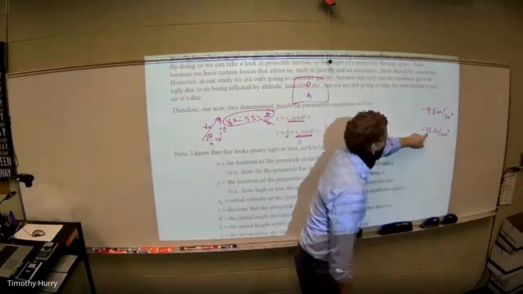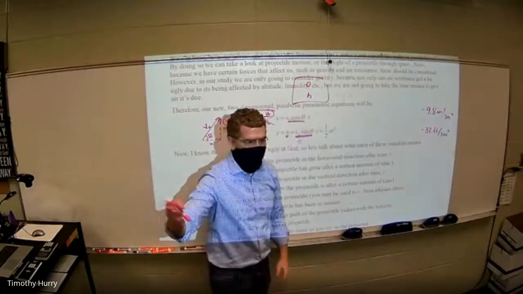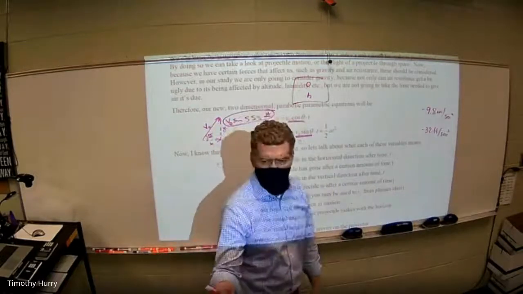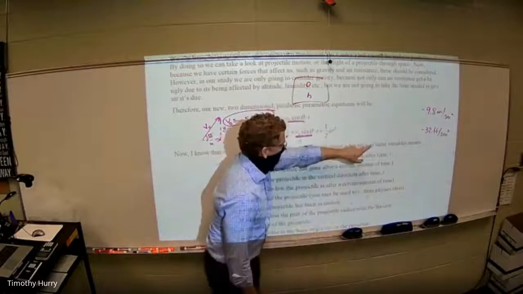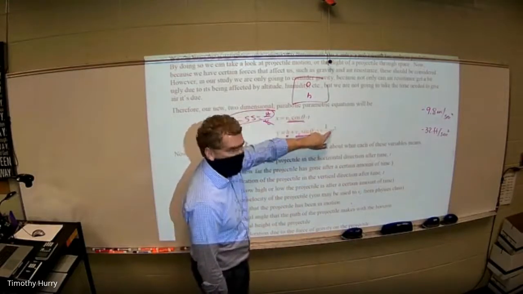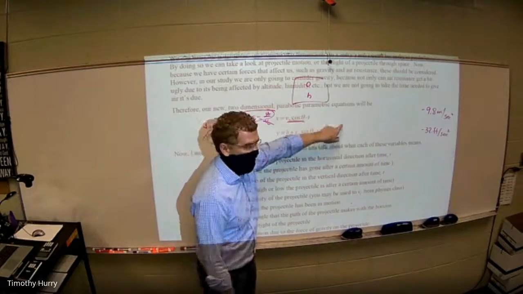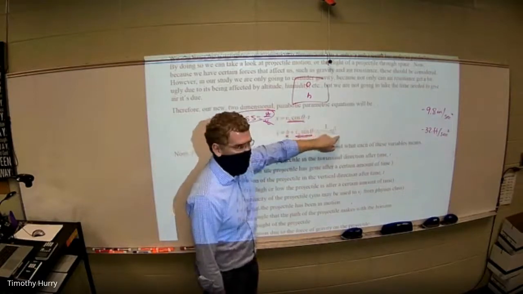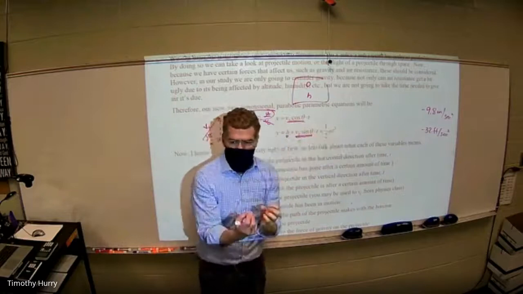So you take that negative 32, or if you were in the physics class, negative 9.8, I think they even let you get sloppy with negative 10. But you take that negative 32 and you plug it in there for a, and it gives you negative 1/2 of negative 32 t squared. And that ends up being negative 16 t squared. And that does the gravity component.